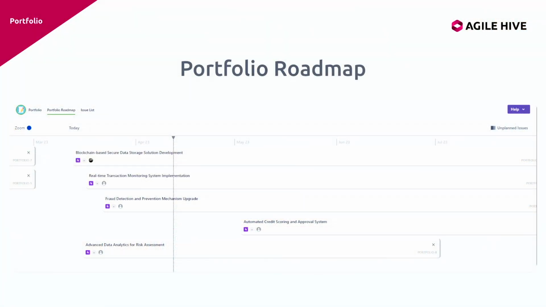Okay. And just to let you know, this is how the portfolio roadmap looks like. So we have all those views already inside Agile Hive Cloud, so you can check them out already.